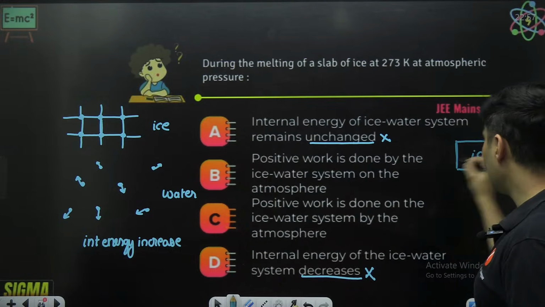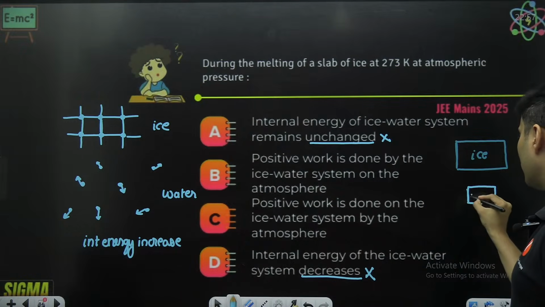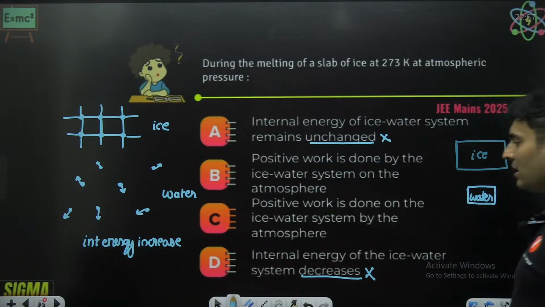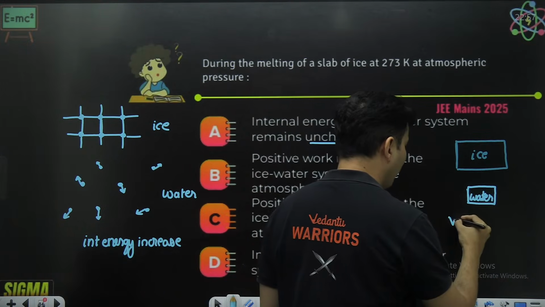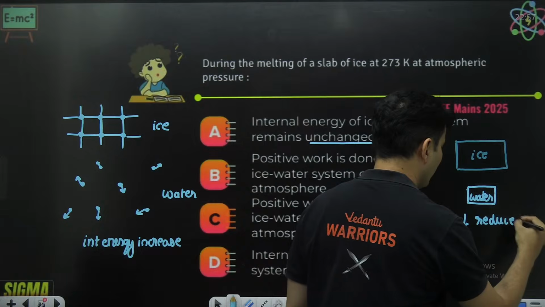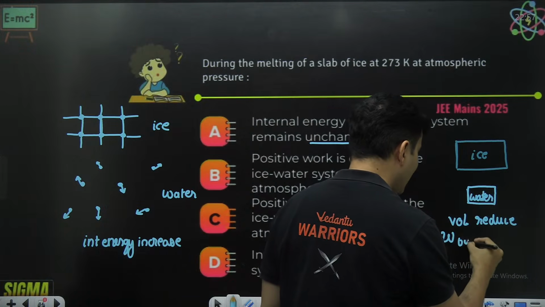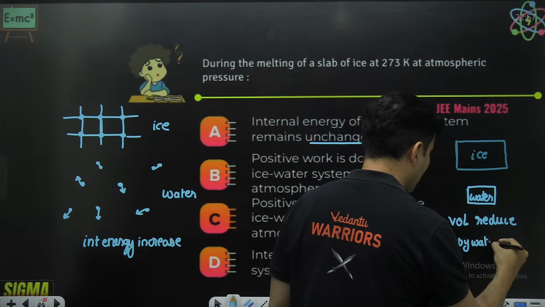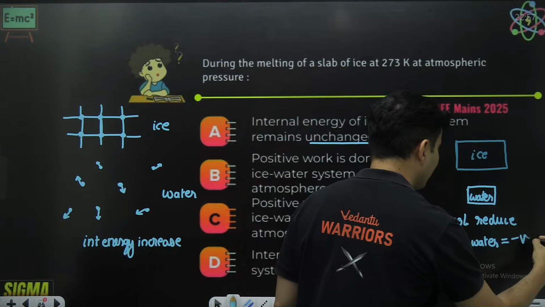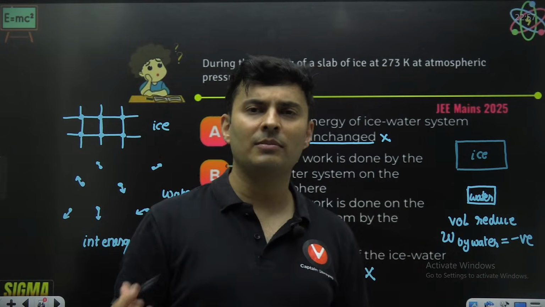Ice will occupy more volume as compared to water. Water will occupy less volume because it is more dense. So in this process, volume has reduced from ice to water. If volume reduces, work done by water from ice to water will be negative in physics, because work is always done by the system in physics.